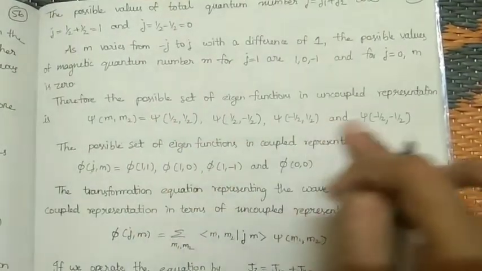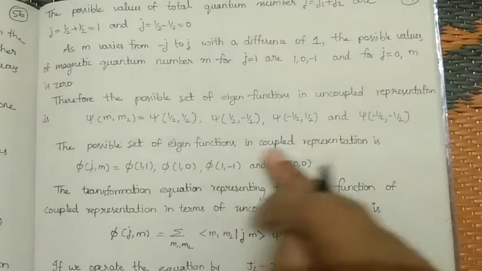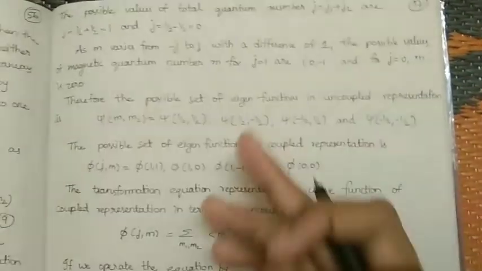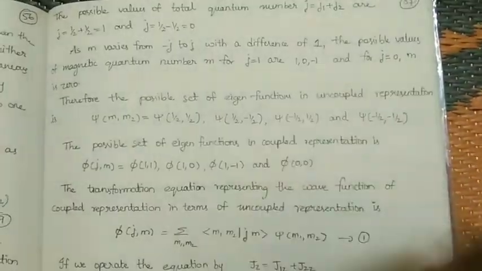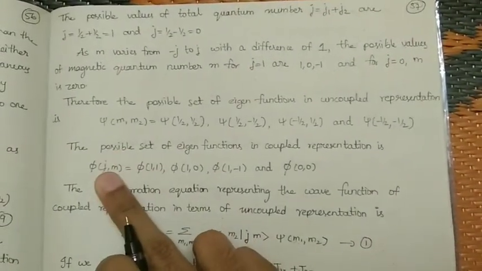So we are having overall four possibilities, and the possible set of eigenfunctions in coupled representation is, after coupling, so if we don't consider the two electrons as separate, and we follow the coupling schemes, then we would have a wave function of this form, phi of j, m.